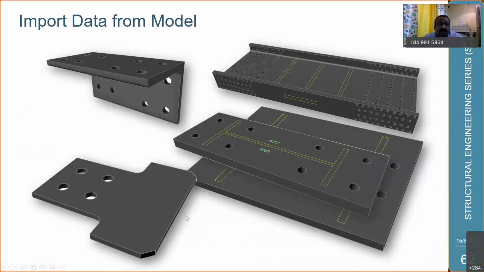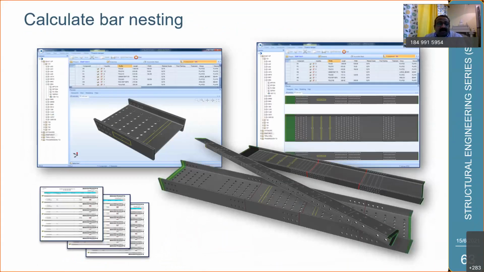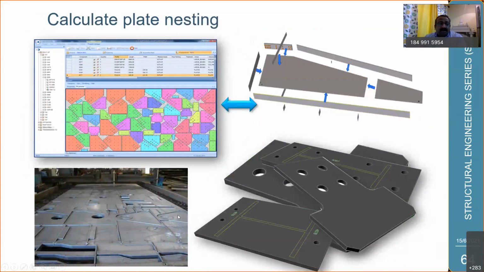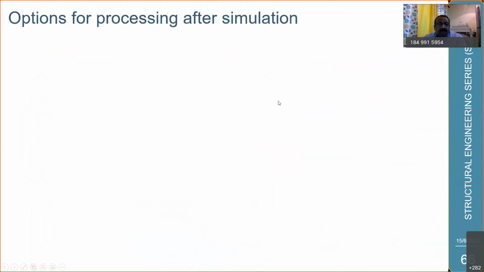When I upload the import data from the model, it automatically checks, and it does the nesting, the plate nesting and the bar nesting, so as to minimize the wastage, and the workshop simulation.